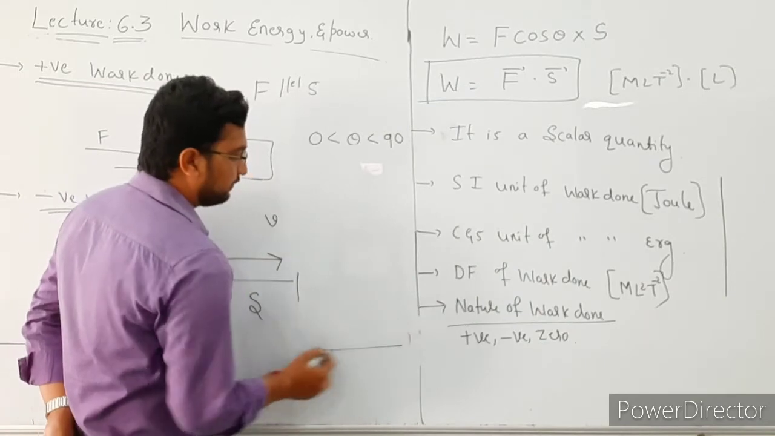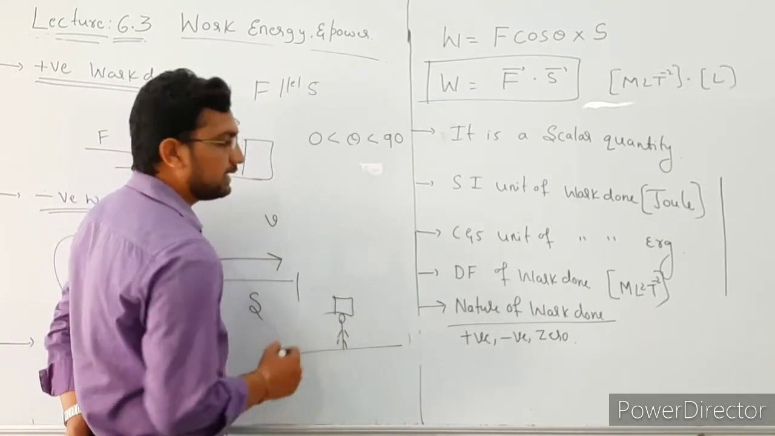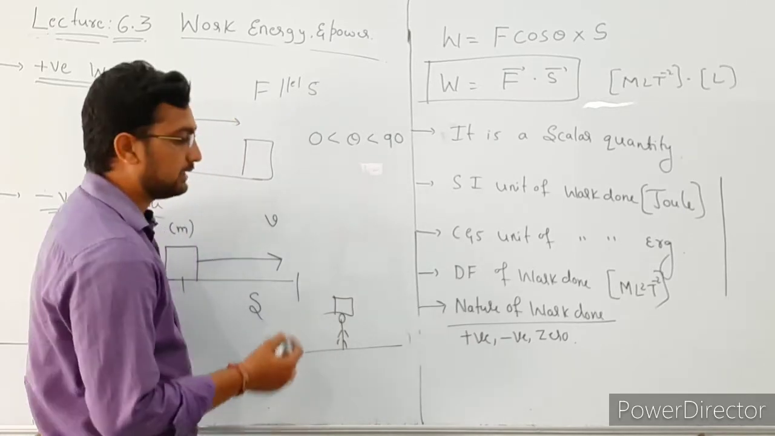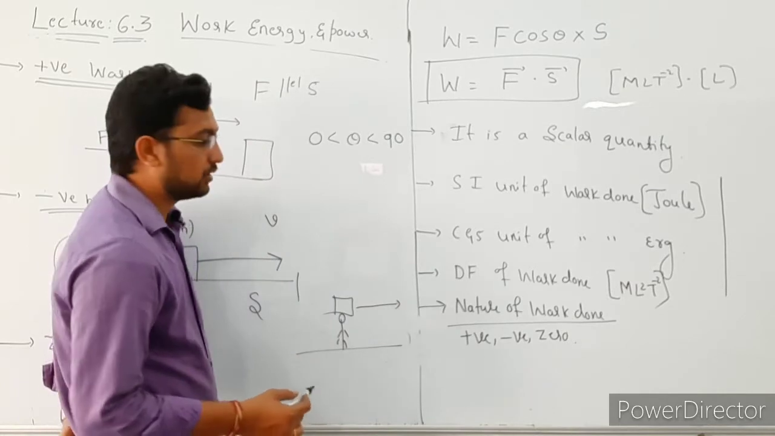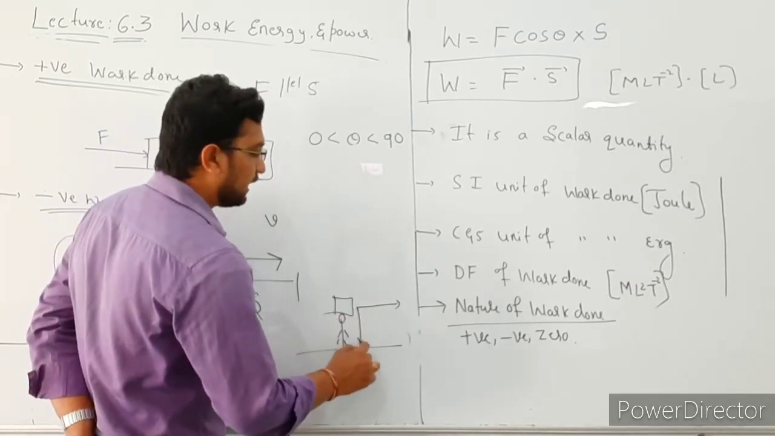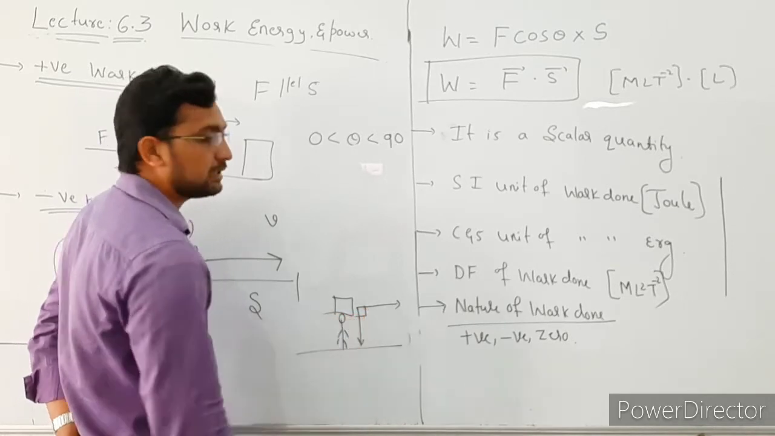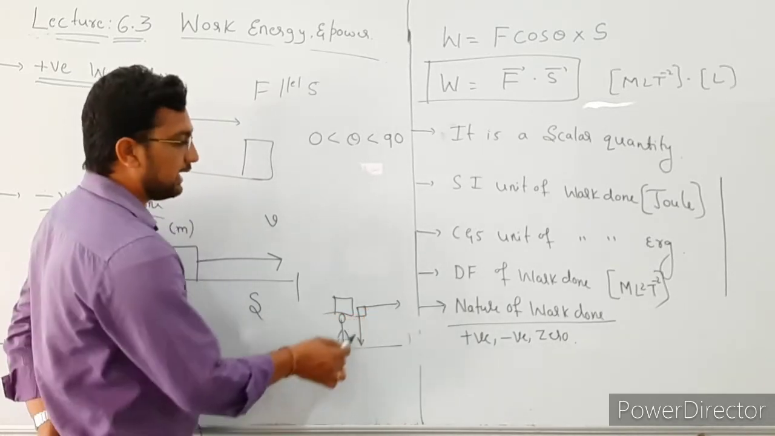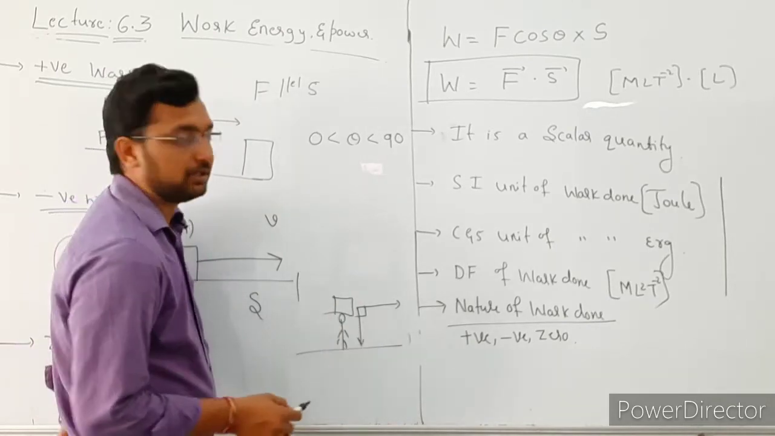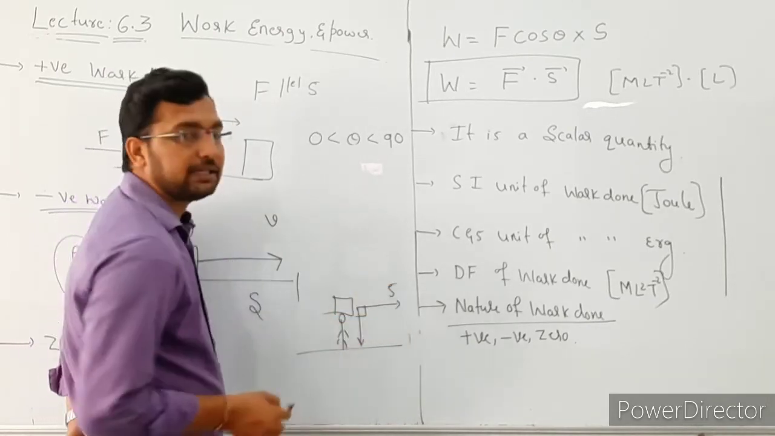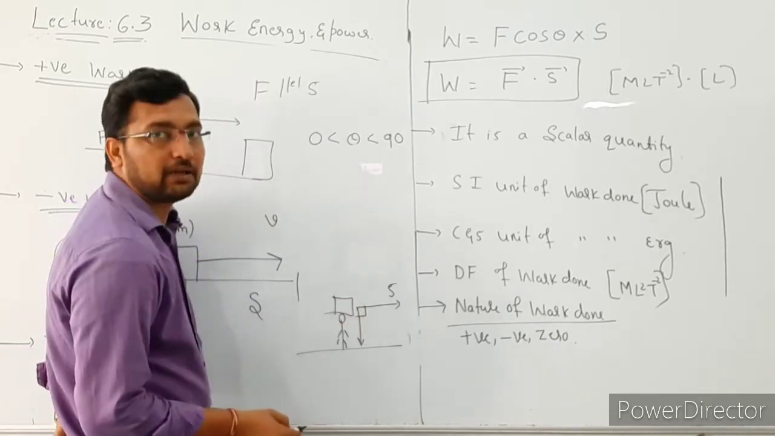Consider a person carrying some load on his head, and he is moving along the horizontal direction. So the work done by the gravity on this body is zero, because in this case this person is carrying this load along the horizontal direction. So this is the direction of the displacement here.